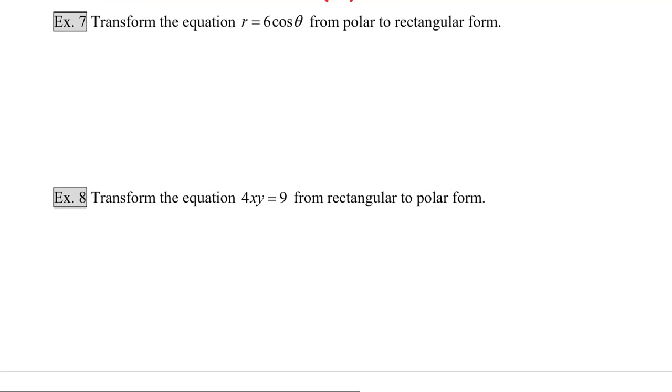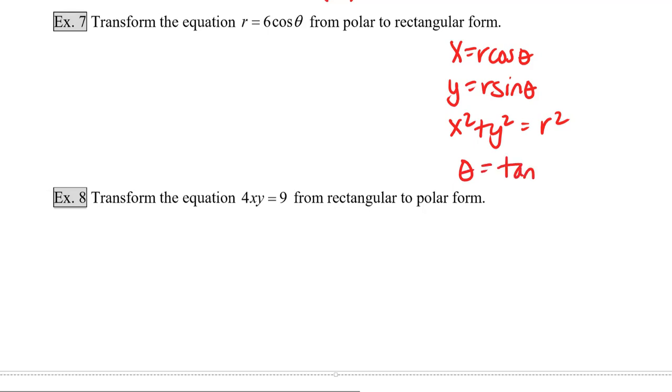So we're going to shift gears a little bit now, and we're going to talk about polar equations. In example 7, it says transform the equation r equals 6 cosine theta from polar to rectangular form. Now remember, we only have so many ways available to relate x and y and r and theta. We know x equals r cosine theta, y equals r sine theta. We also know that x squared plus y squared is equal to r squared, and we know that theta is equal to the inverse tangent of y over x.